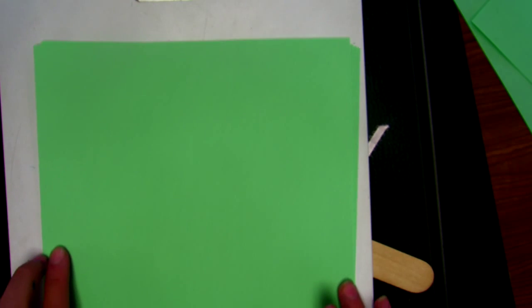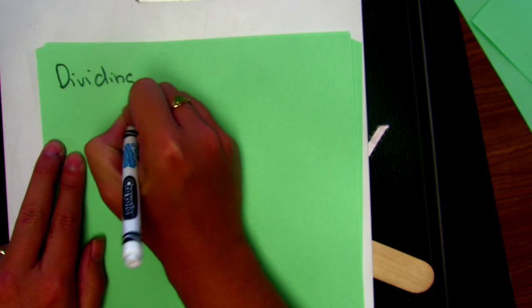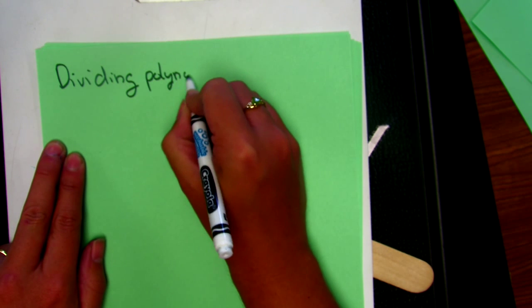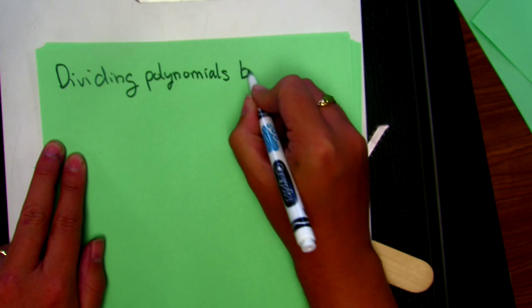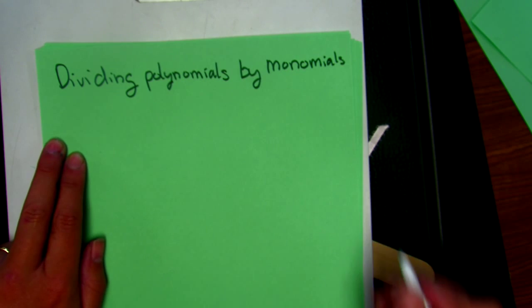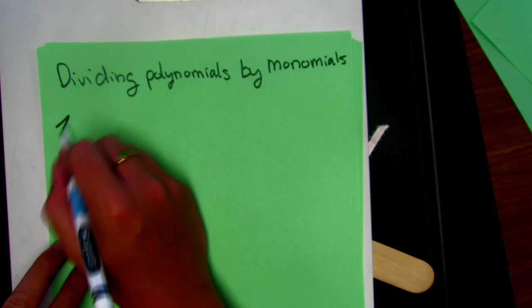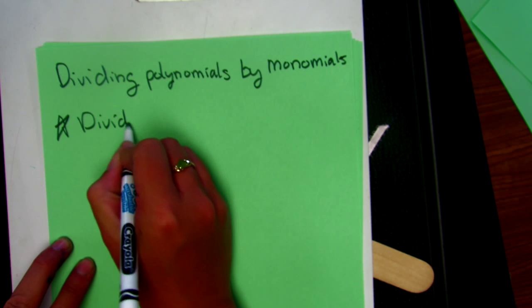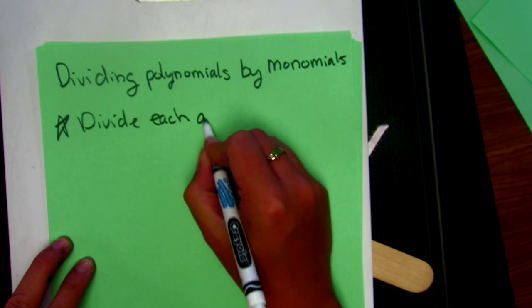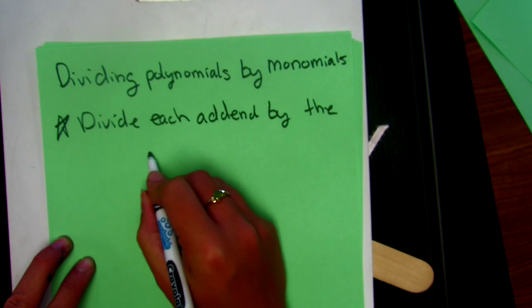All right, now that we have reviewed our exponent properties, let's talk about dividing polynomials by monomials. So poly means more than one term, mono means one term, right? So we're dividing a multi-term by one term. So the rule is divide each add-in, or each term, by the denominator.